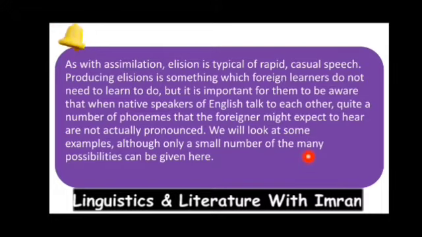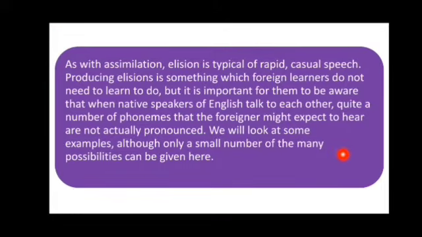So we can conclude that we can expect elision from native speakers of a language, not from foreigners. But being a foreigner, it's important for us to know where elision takes place or occurs, because sometimes we may not understand when native speakers of a language, in this case English, are talking, and we do not understand what they are talking about. That's why it's important at least to know the rules of elision, right? We will discuss a very small number of rules of elision in this lecture.